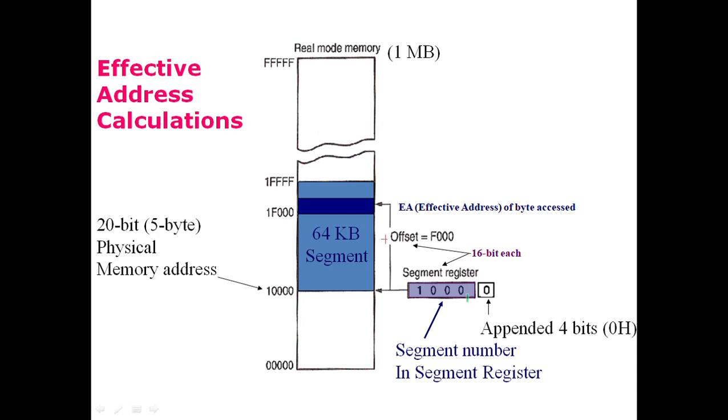A segment number is taken from the corresponding segment register. If the code segment is to be accessed, then the 16-bit number is taken from the code segment register, and if the data segment is to be accessed, then the 16-bit segment number is taken from the data segment register, and so on. Regardless of the segment, the 16-bit segment number is taken and a 0 is appended at the right side, so we get the starting address of the segment. Then an offset value is added to that starting address, and an effective address is calculated. The microprocessor then accesses that particular location and writes or reads data from it.